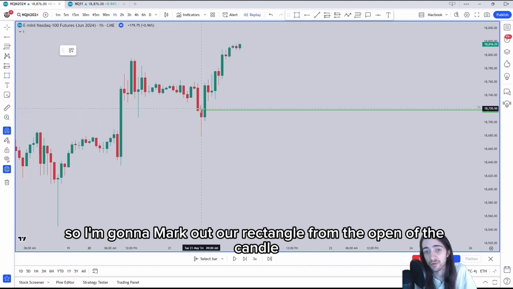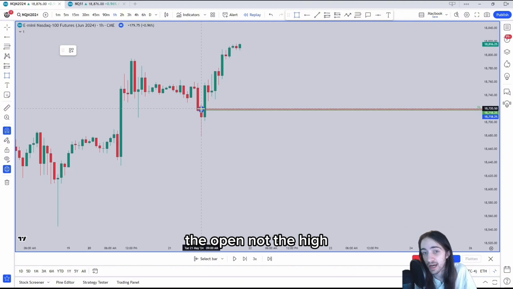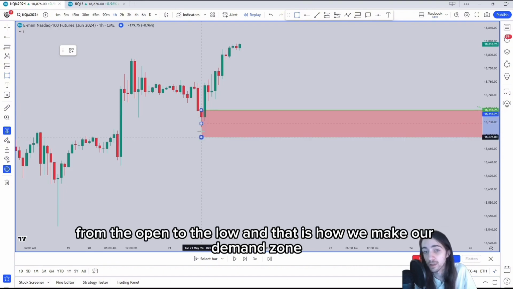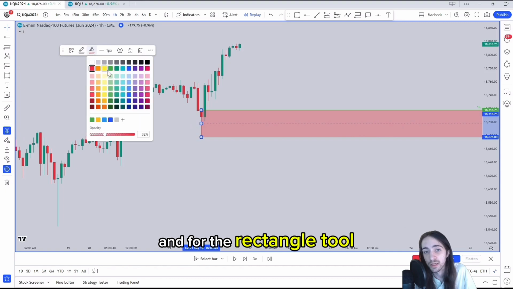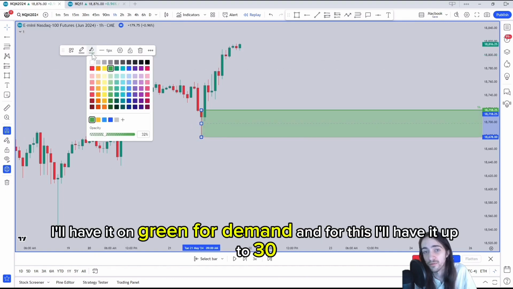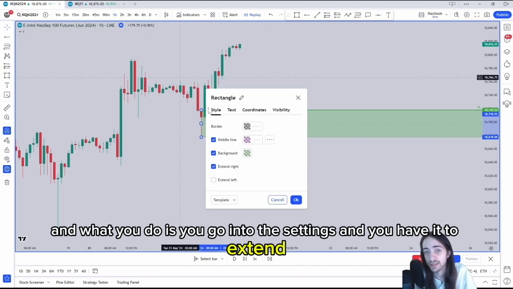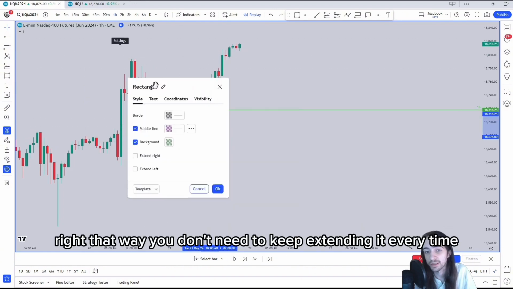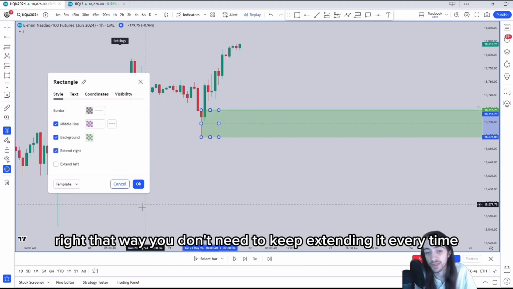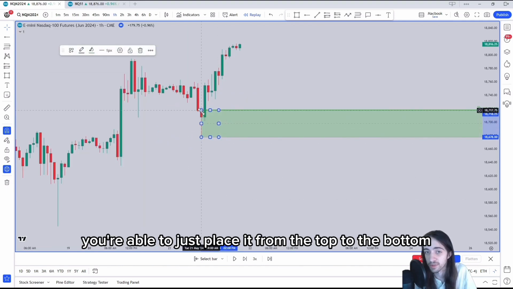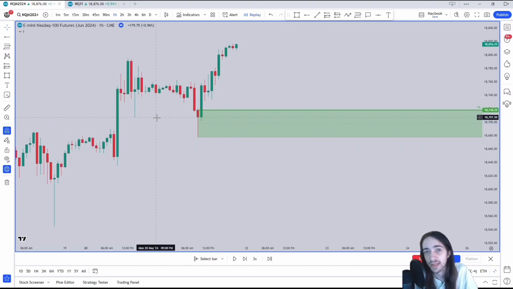So I'm going to mark out our rectangle from the open of the candle, the open, not the high, to the low. And that is how we make our demand zone. For the rectangle tool, I'll have it on green for demand, and I'll have it up to 30. What you do is go into the settings and set it to extend right. That way you don't need to keep extending it every time. You're able to just place it from the top to the bottom and then you're set.